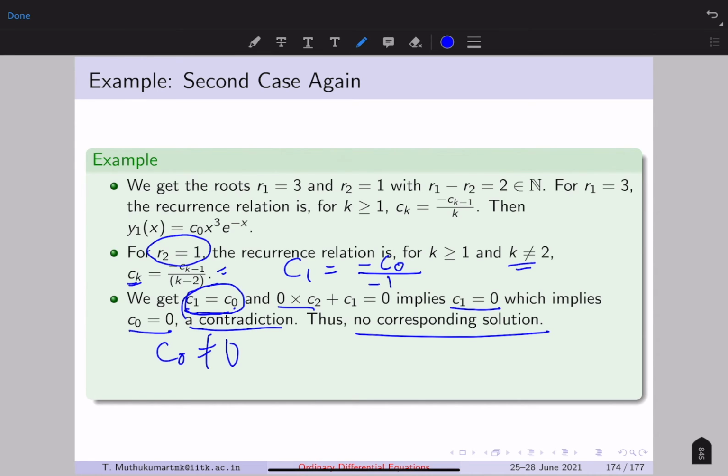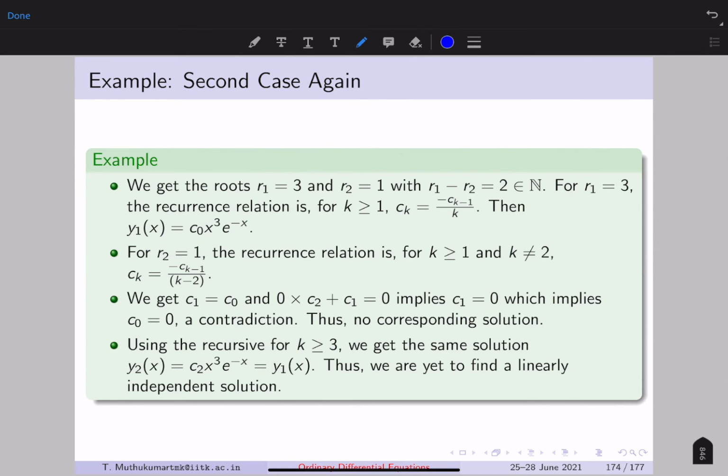So what do you do? You can ignore those, because the issue was because you had considered this k equal to 2 as a recursive relation. If you ignore k equal to 1 and k equal to 2, just start from k equal to 3 in the recursive relation, then you can go ahead and compute all the coefficients, and if you do that, you actually get a solution y2, which is c2 x power 3, but this is nothing but same as c1.